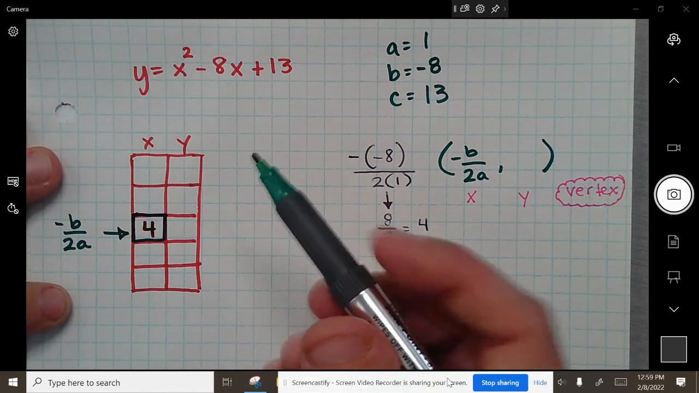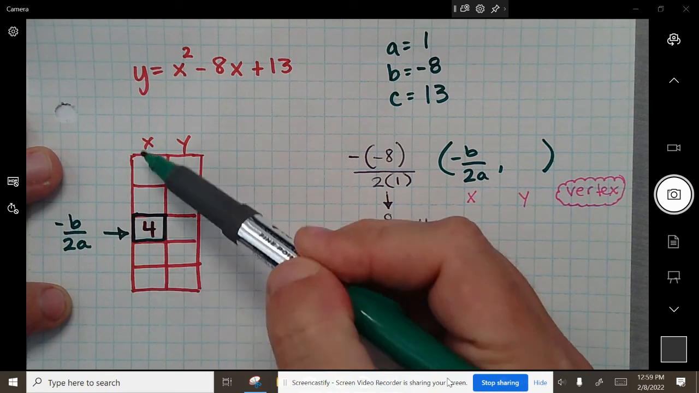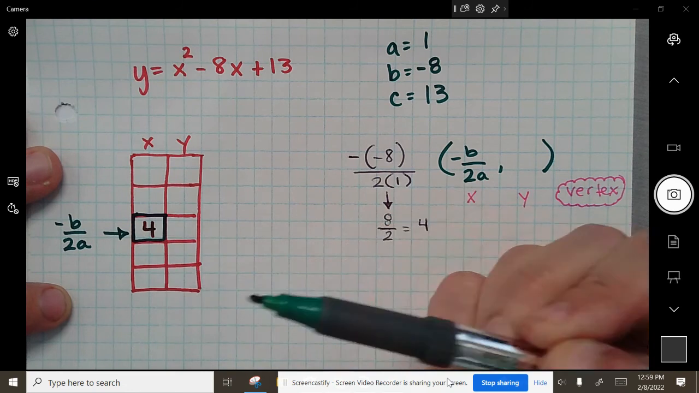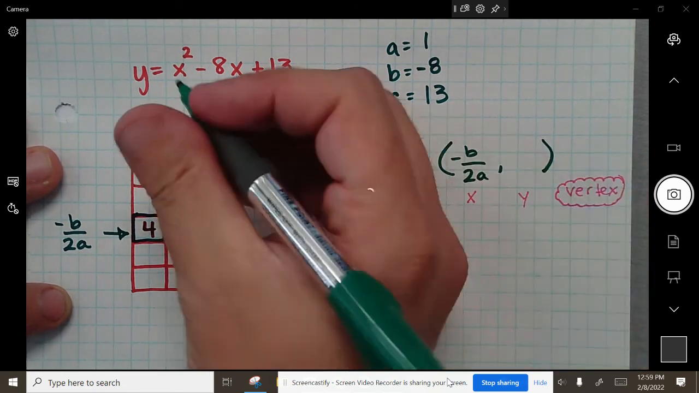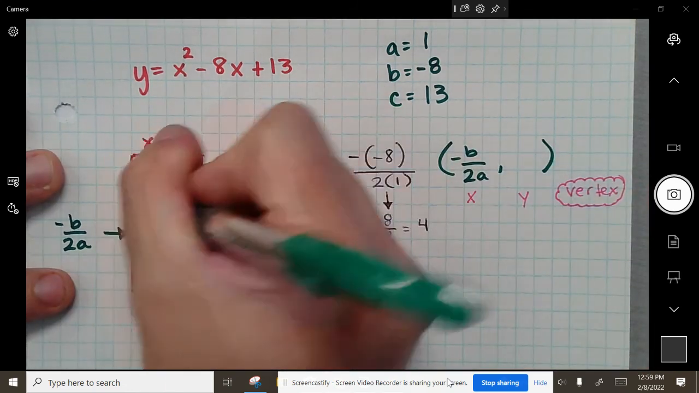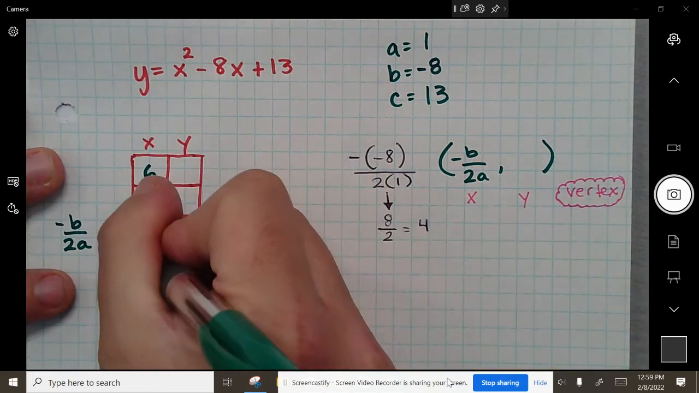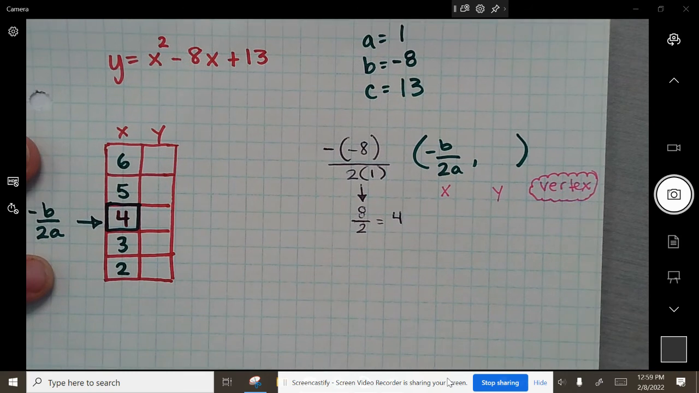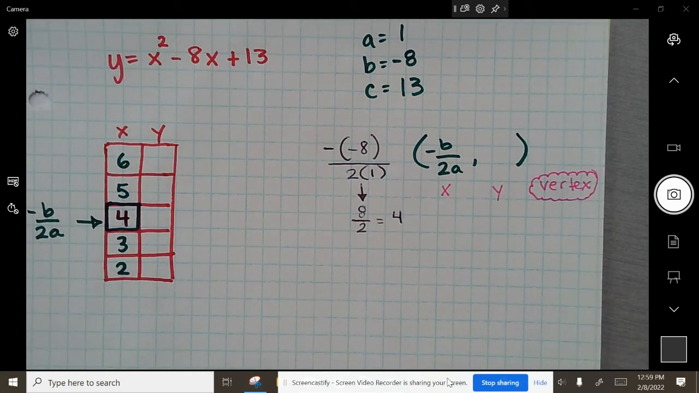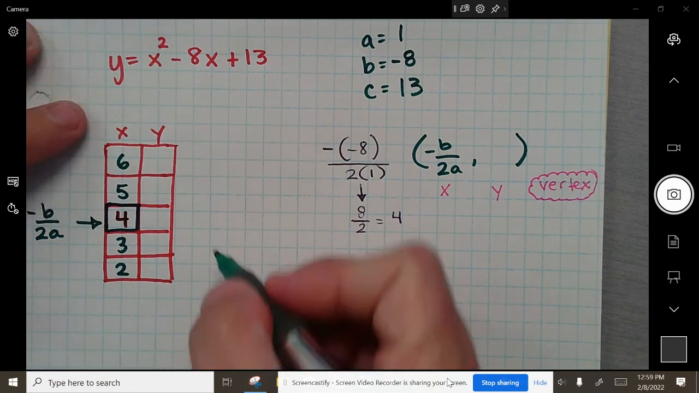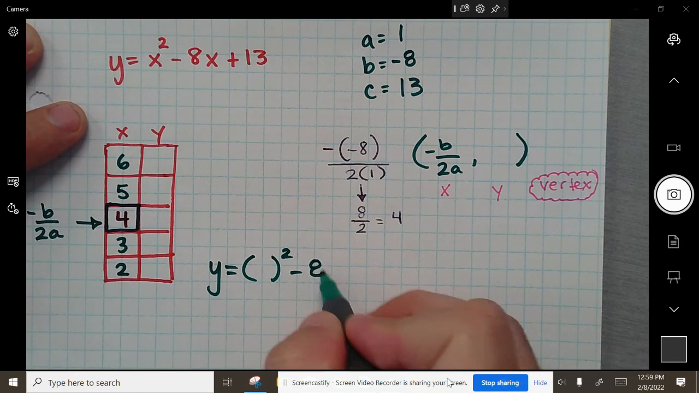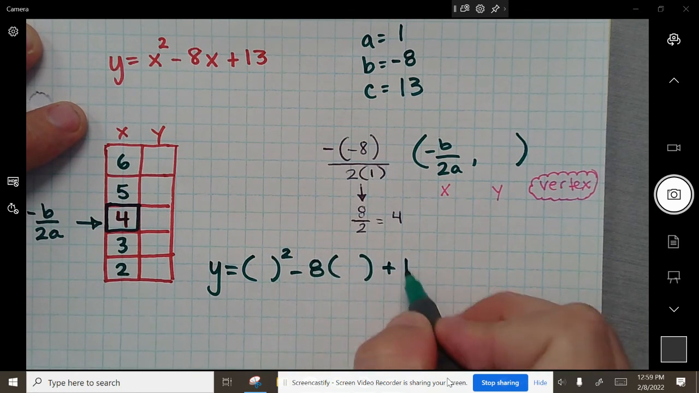So he's saying in the x values, I can either go down 2, up 2. Doesn't matter which way you do it, does it? You're still going to have the same values. So I'll go up 2, 5 and 6, and I'll go down 2, 3 and 2. Now that I have all of my x values, I can now go about solving my y's. So I'm going to rewrite the equation. Y equals x squared minus 8 times x plus 13.